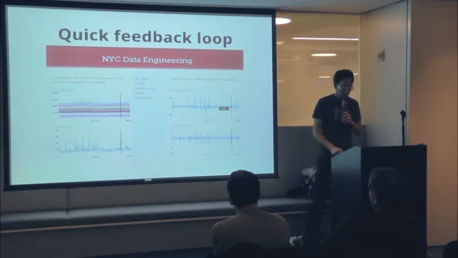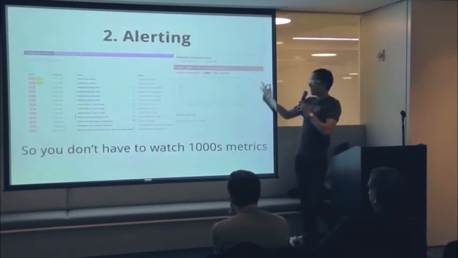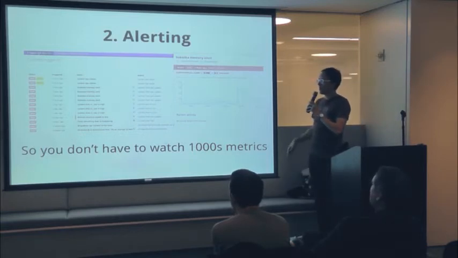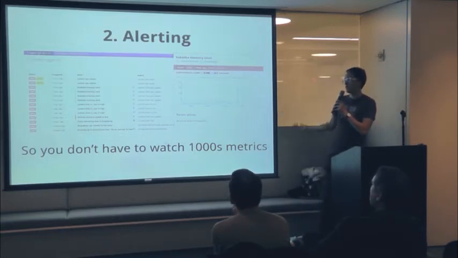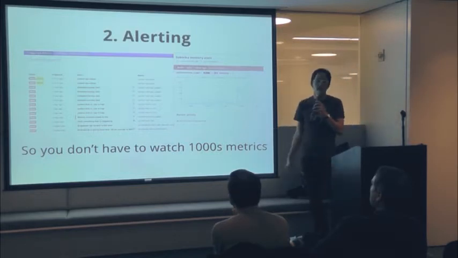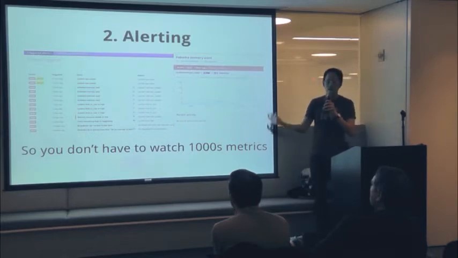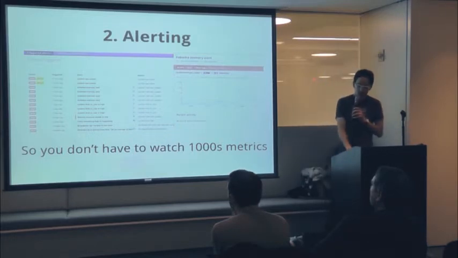Cool. All right. So the second thing: you do graphing and you manipulate the data. The second thing you want to do with the monitoring system is a lot of alerting. And alerting is really anomaly detection, because you don't have time to watch 1,000 metrics. So you define alerts and thresholds. You can do a number of different things. But that's the other thing, another very common use case of monitoring.